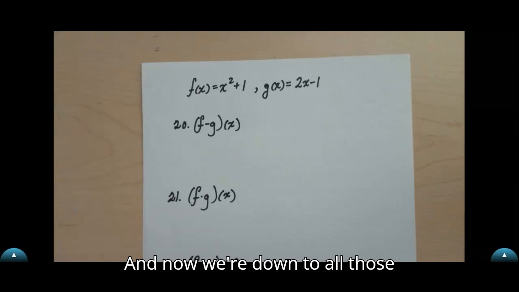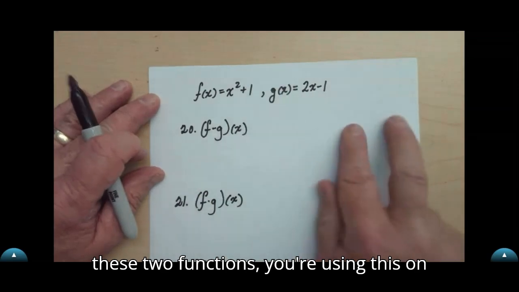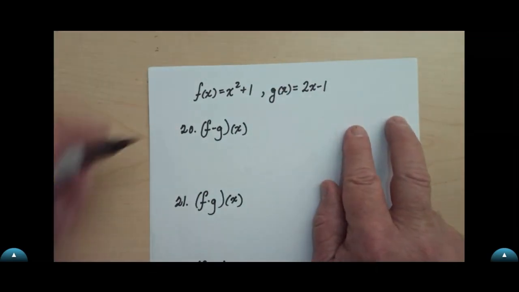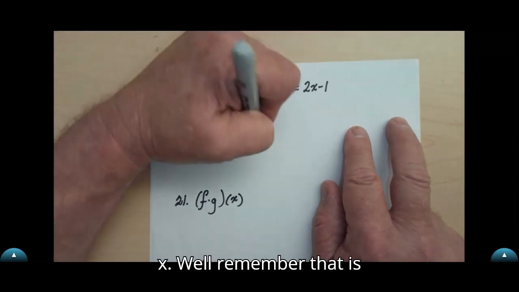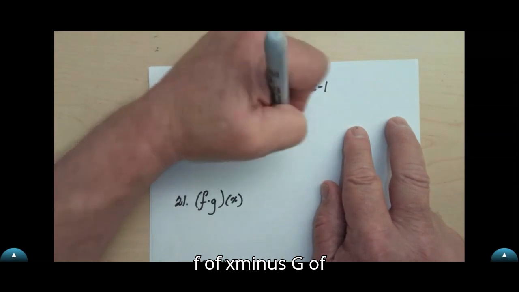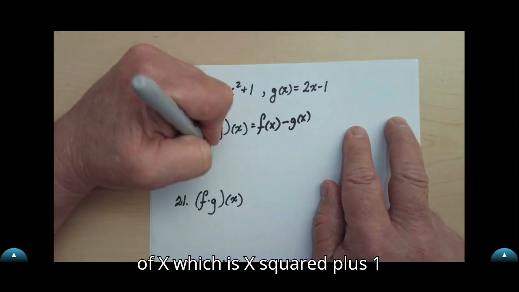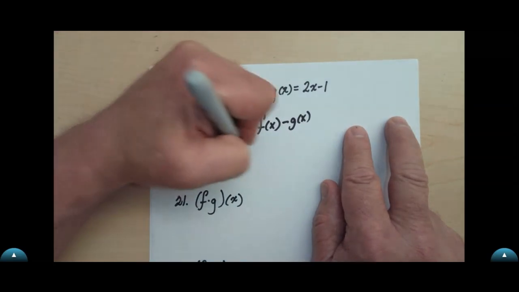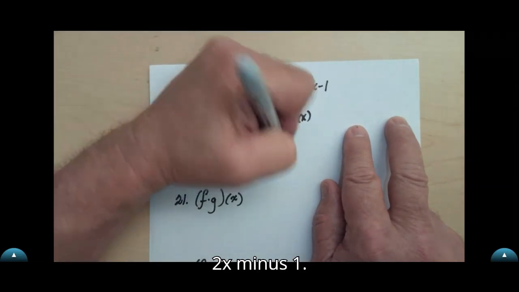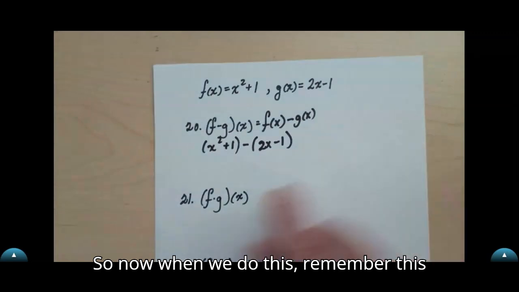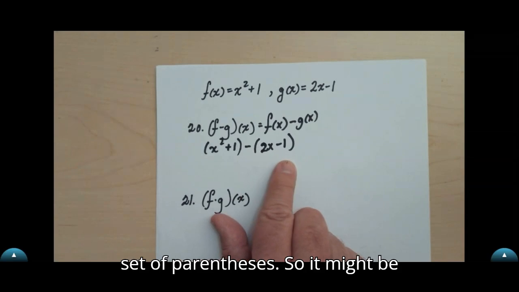And now we're down to all those combinations of functions. And notice these two functions, you're using this on all of these problems, right? So number 20, f minus g of x. Well, remember that is f of x minus g of x. So we're going to write our function f of x, which is x squared plus 1, minus our function g of x, which is 2x minus 1. So now when we do this, remember this minus sign here is going to reverse the signs in the parentheses, in this second set of parentheses.